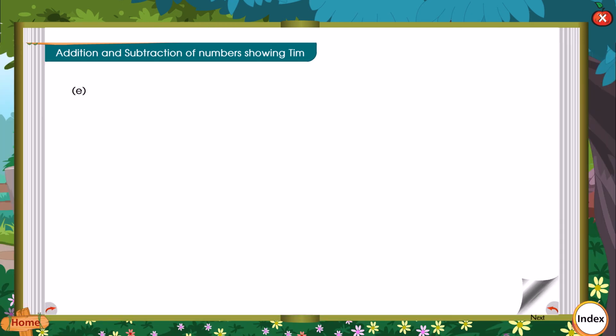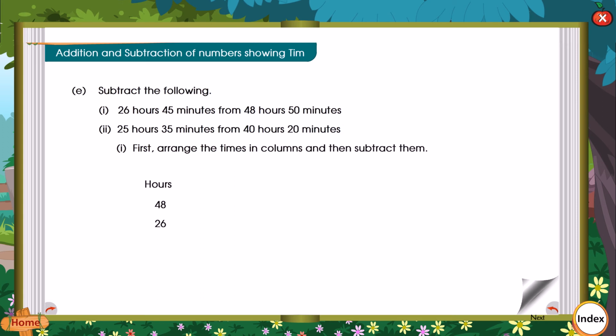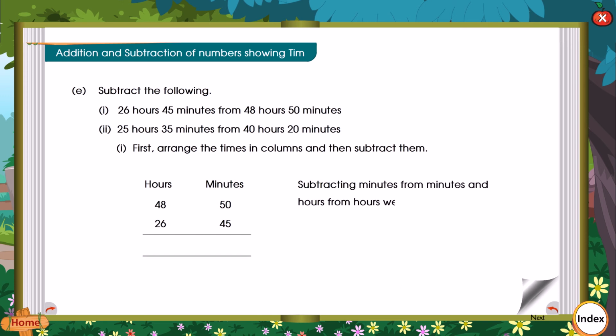E. Subtract the following: 1. 26 hours 45 minutes from 48 hours 50 minutes. 2. 25 hours 35 minutes from 40 hours 20 minutes. 1. First, arrange the times in columns and then subtract them. Hours, minutes. Subtracting minutes from minutes and hours from hours, we get 12 hours and 5 minutes as the answer.